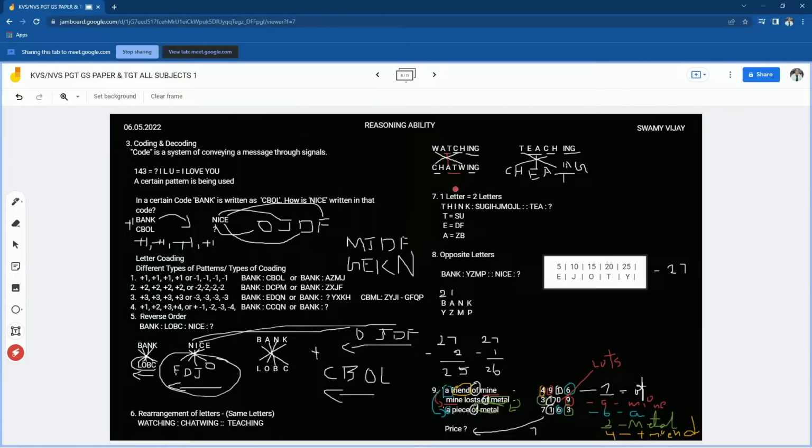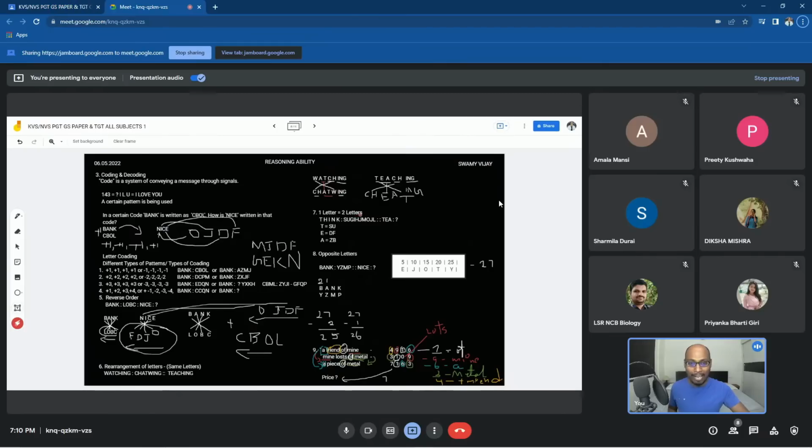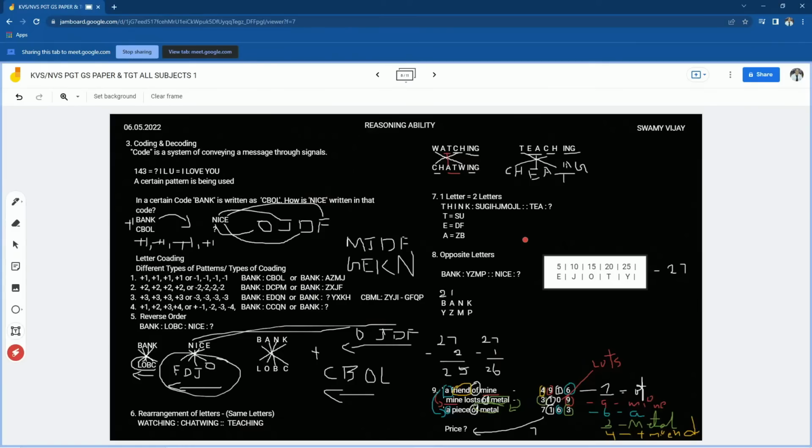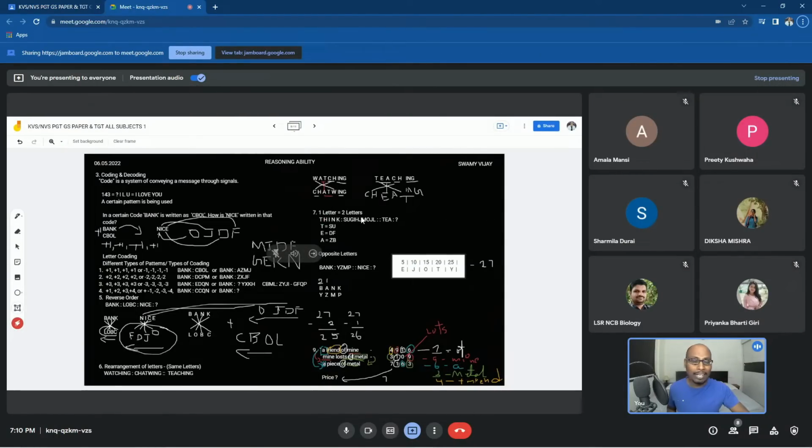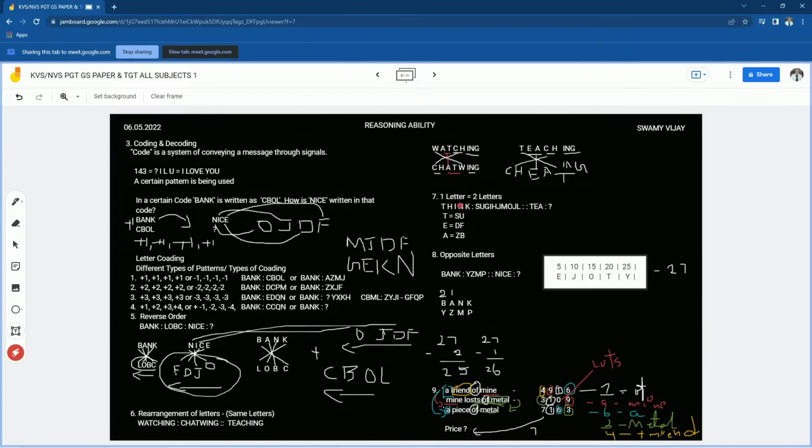Okay, let us go with the next one, 7th question. Now it is very simple. I was thinking whether to add this kind of method in your question explanation or not. Now see, everybody look at this question. 1 letter, 2 letter. Is it visible to all of you? Yes, sir. So what is being used here? They have given THINK, a 5 letter word, and on the right side they have given a 10 letter word.